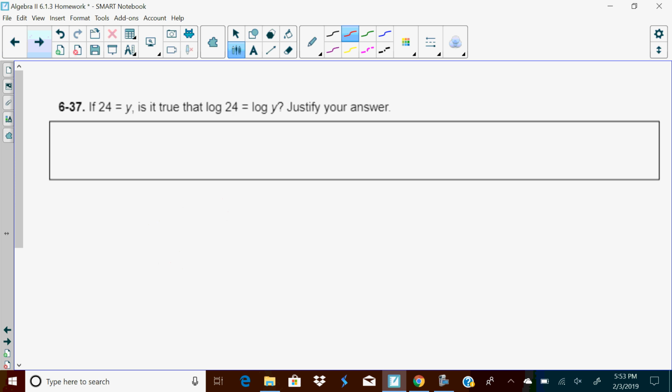Okay. If 2^4 equals y, is it true that 4 equals the log of y? And the answer is yes. Again, it's just substitution.